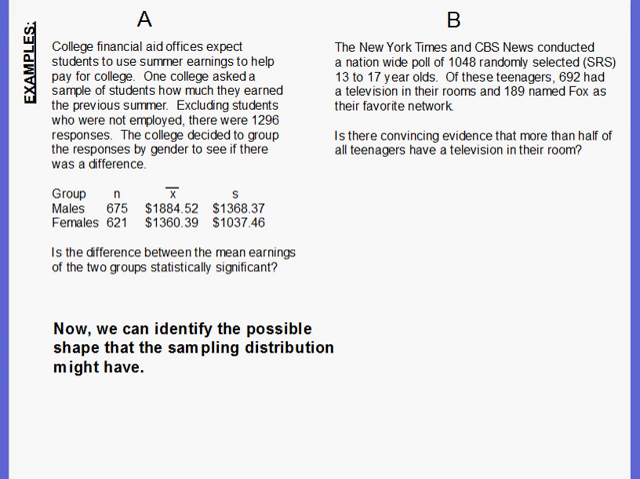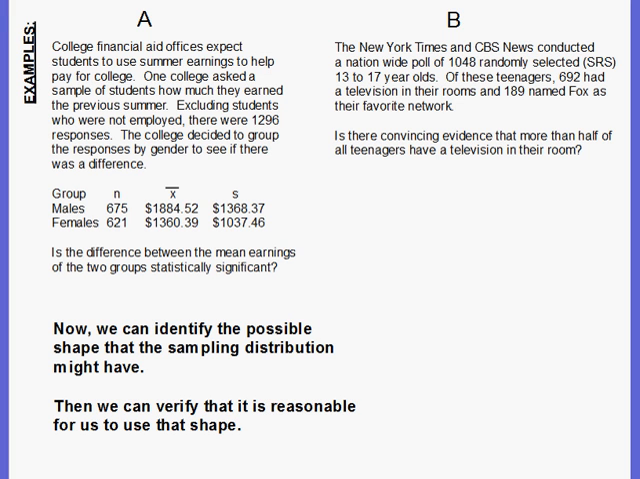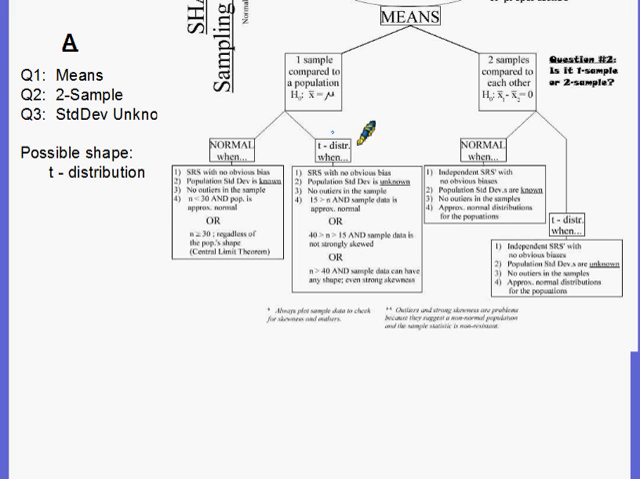So now we can identify the possible shape that the sampling distribution might have. There are two distinct parts, or phases, to this question of shape. We can identify the possible shape. Notice my use of possible, because once we've identified what it could be, we then actually have to verify that it is in fact reasonable to use that shape, which is what those boxes at the end of the tree allow us to do. So here we have our example A, our three questions, which I've abbreviated here.